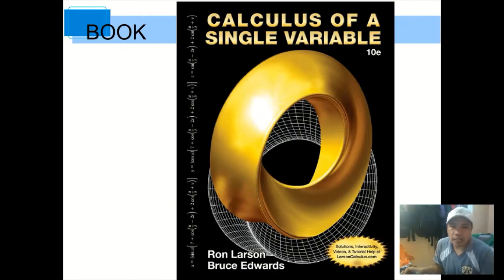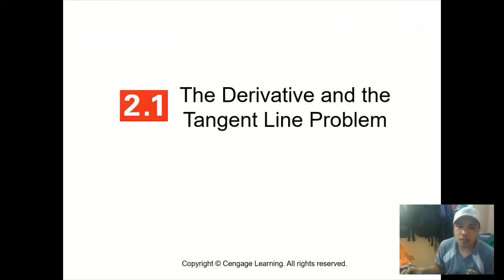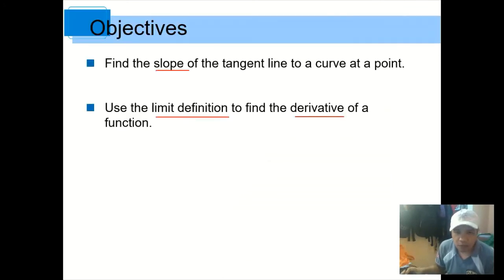We are using the Calculus of a Single Variable, 10th edition, by Larson and Edwards. So the topic is the derivative and the tangent line problem. The objectives: find the slope of the tangent line to a curve at a point and use the limit definition to find the derivative of a function.